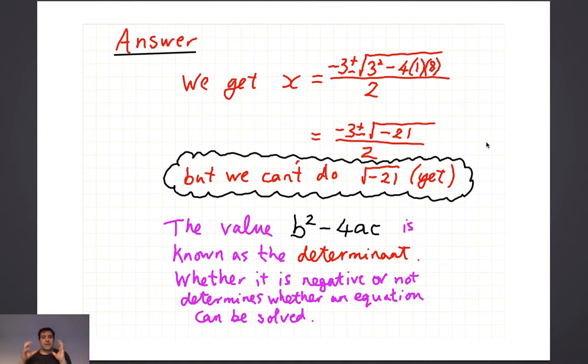And that value in the formula, b squared minus 4ac, the bit that's in the square root, is known as the discriminant. And whether it's negative or not will determine whether an equation can be solved. So if b squared minus 4ac is less than 0, then you'll end up getting the square root of a negative number and the thing won't have any solutions.